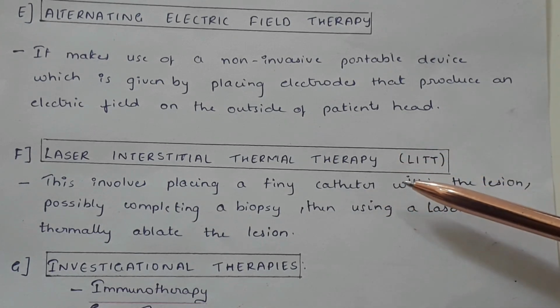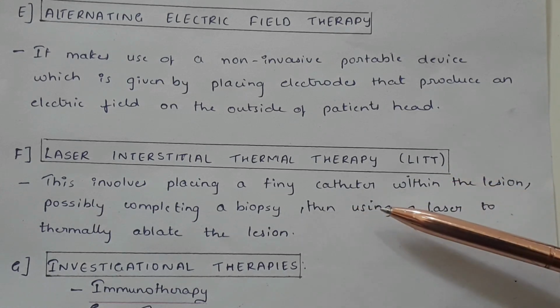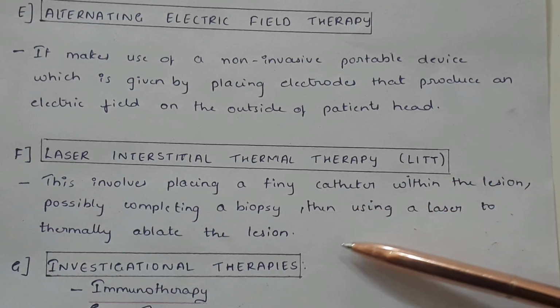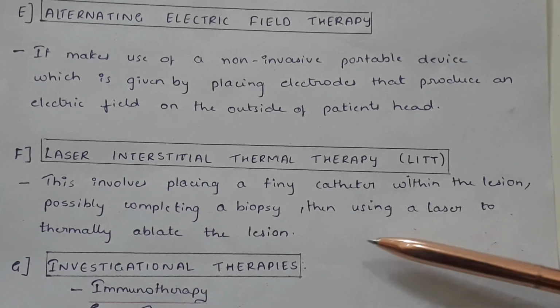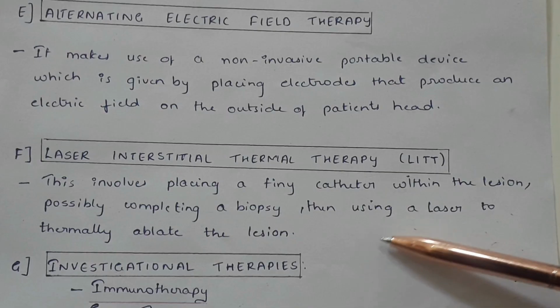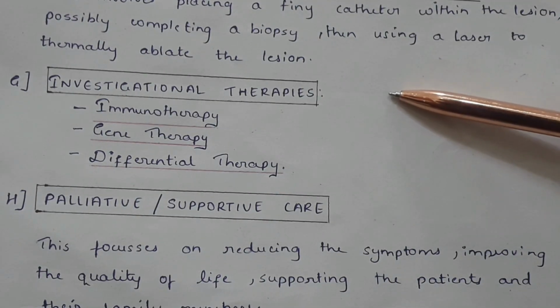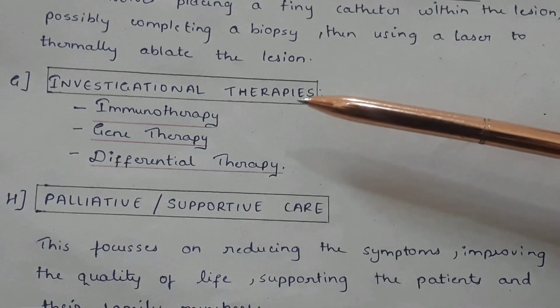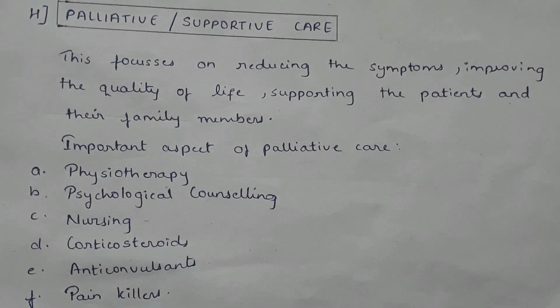Laser interstitial thermal therapy. This involves placing a tiny catheter within the lesion, possibly completing a biopsy, then using a laser to thermally ablate the lesion. Then we have investigational therapies, which include immunotherapy, gene therapy, and differential therapy.